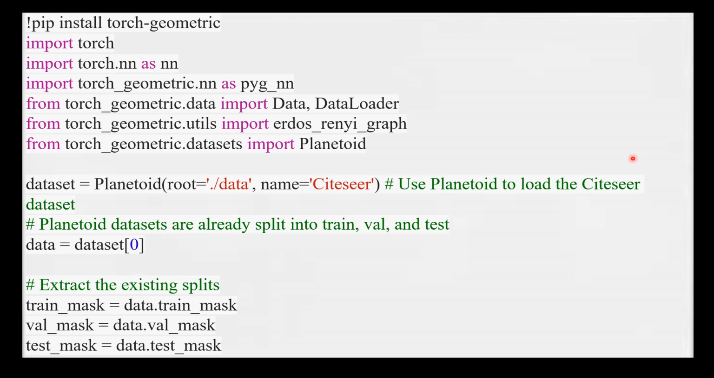Now in this code, first we will install the required packages, then we will import the necessary Python modules, and finally we will load the CiteSeer citation network dataset using the Planetoid class from the PyTorch Geometric datasets. And this dataset is split into train, validation, and test datasets. And then we will extract the train, validation, and test masks from this loaded dataset, and these masks indicate which nodes belong to each set.